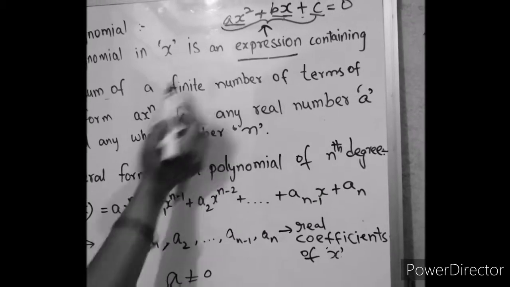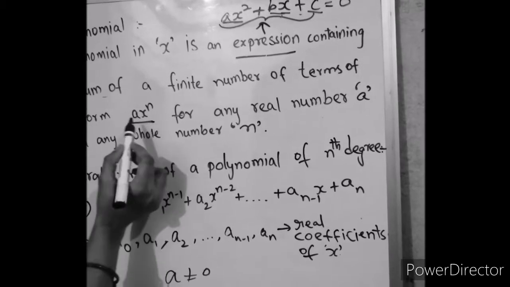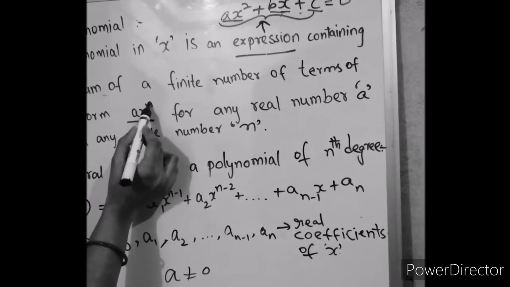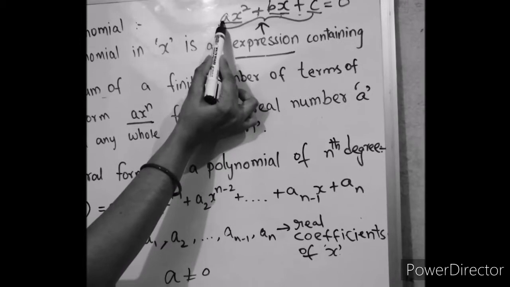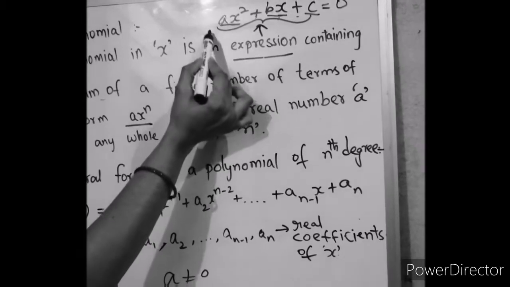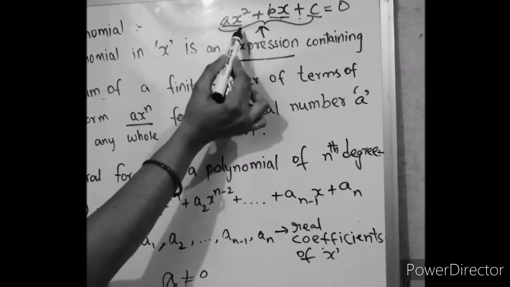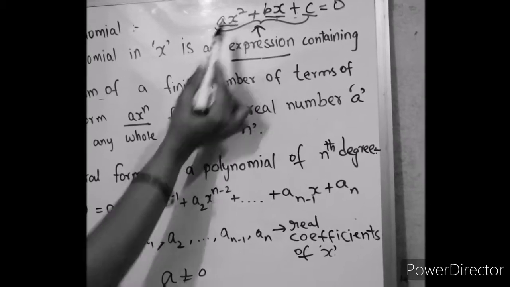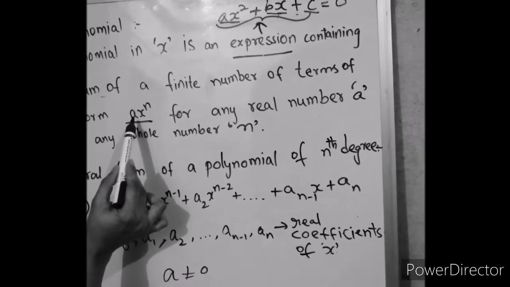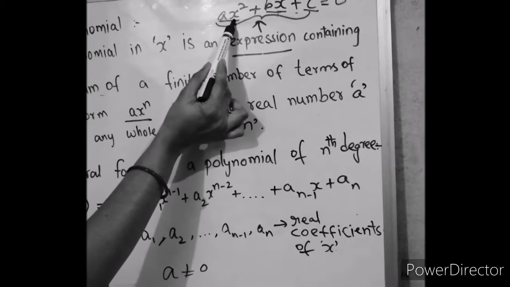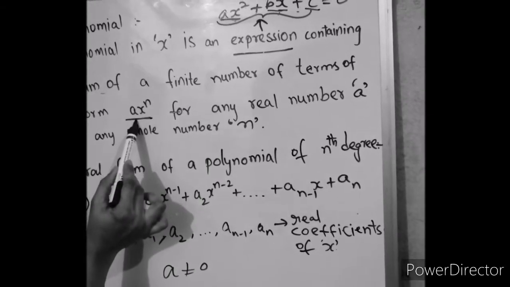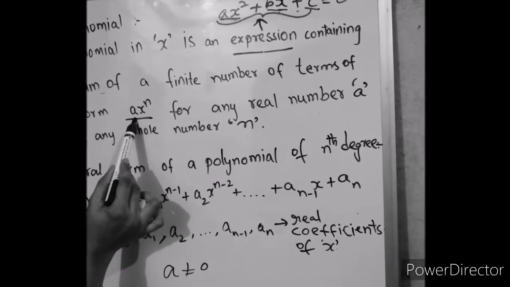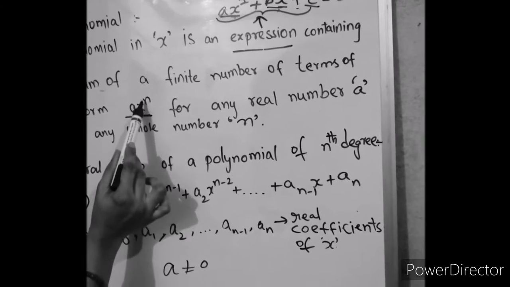So look at here, of the form. What is the form here? a into x power n. See here, this is a. If you look at the first term of the expression, ax square, I will compare this ax square of the problem with the formula in the definition of a polynomial. It is ax power n.